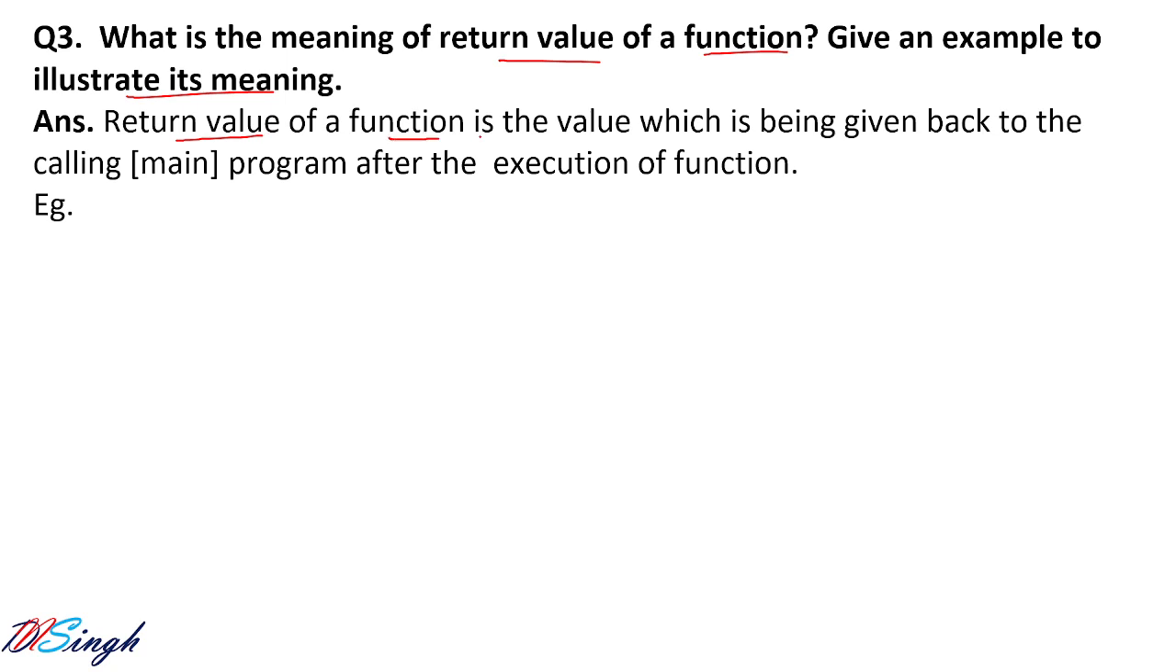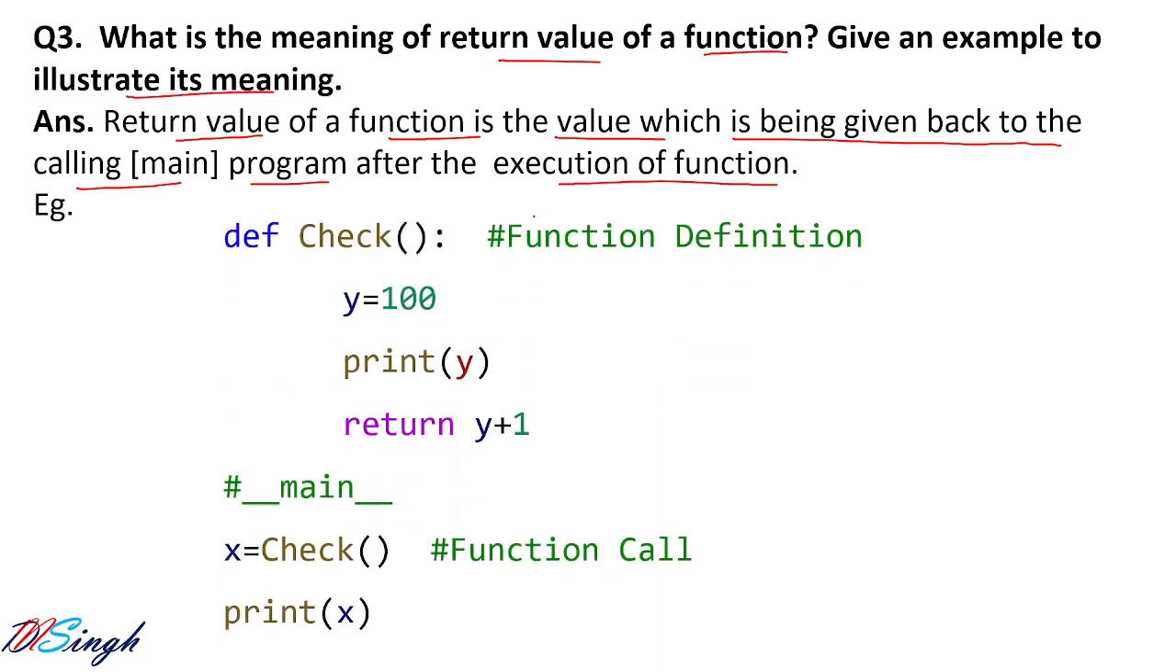Return value of a function is the value which is being given back to the calling function, sometimes maybe main. So for a function, after the execution of the function, when the execution finishes, it returns a particular value to the calling function. Let us see from the example.